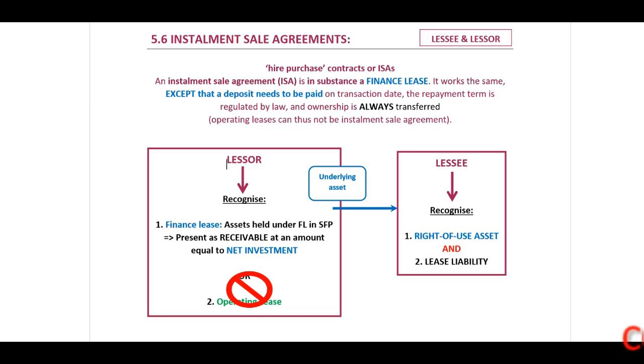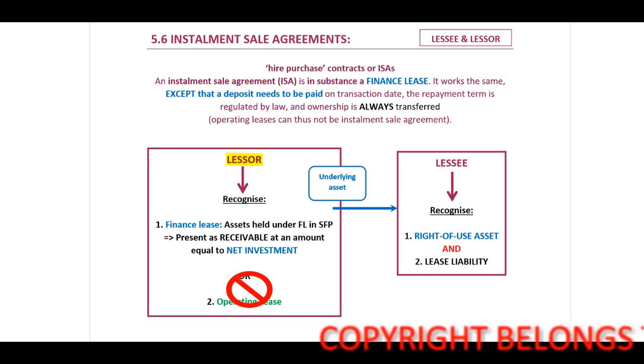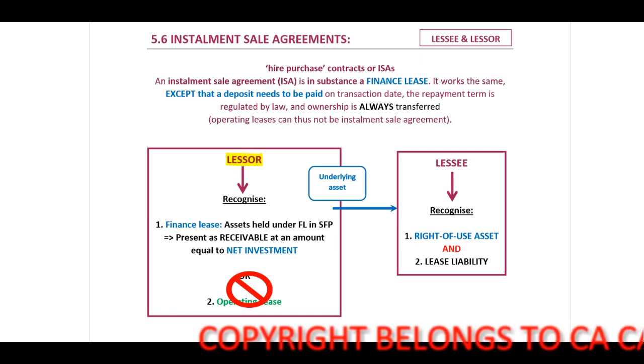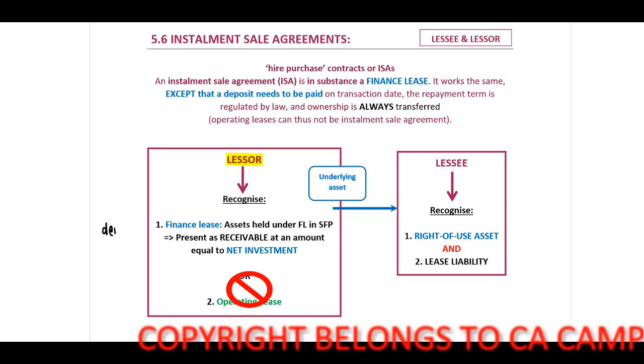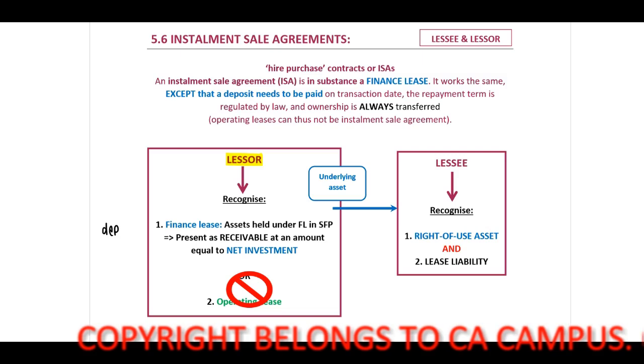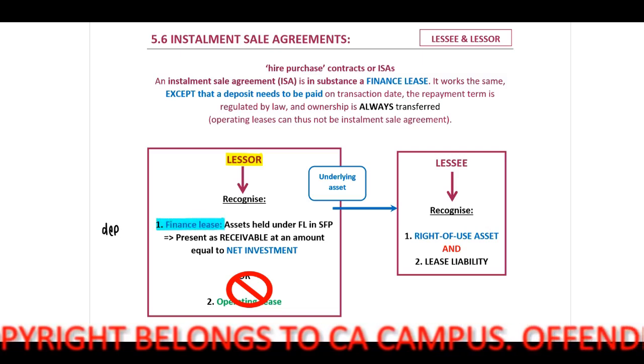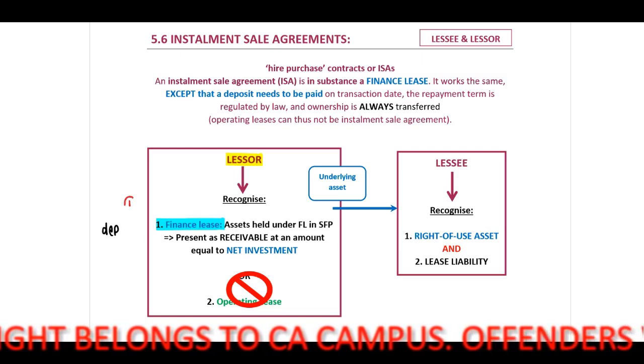Right, let's have a look at our installment sale agreements. Two important changes. When you look at our lessor's records, most probably our lessor will receive a deposit on the transaction. Therefore, we will have to read the information and recognize the deposit, and then we can only recognize a finance lease. Therefore, this is the one difference.